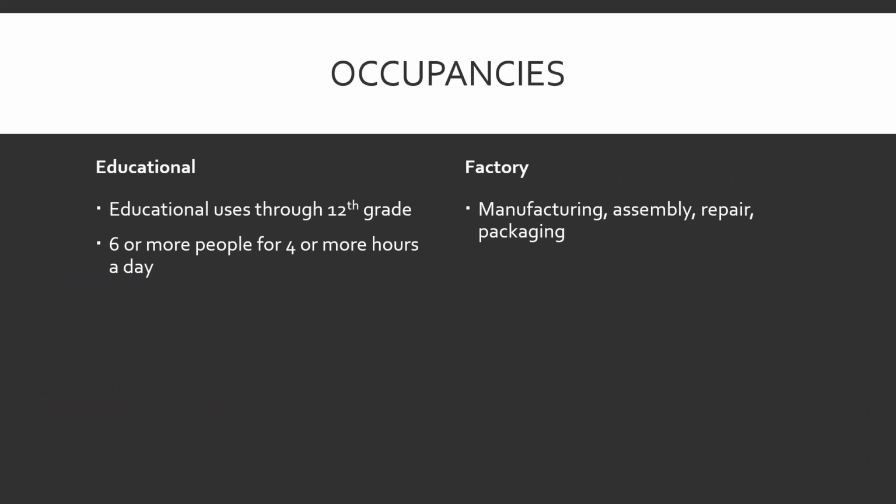Educational occupancies. These are your standard high school, middle school, elementary school, K through 12 buildings. They're classified by having an occupancy of 6 or more, 4 or more hours a day, or over 12 hours per week.